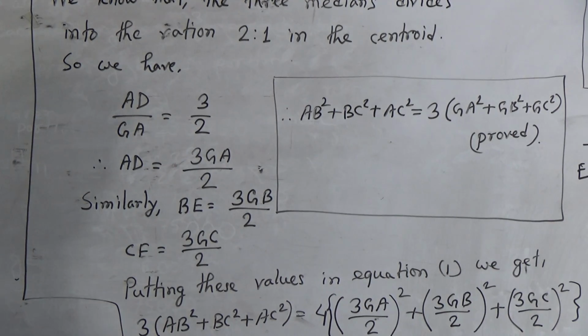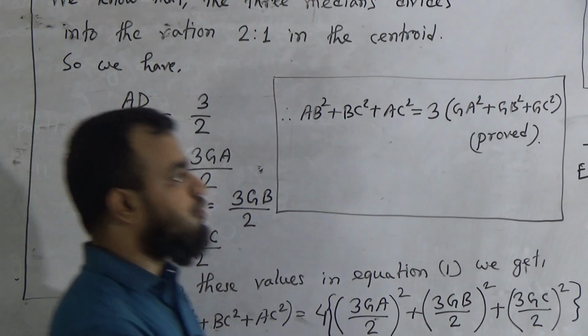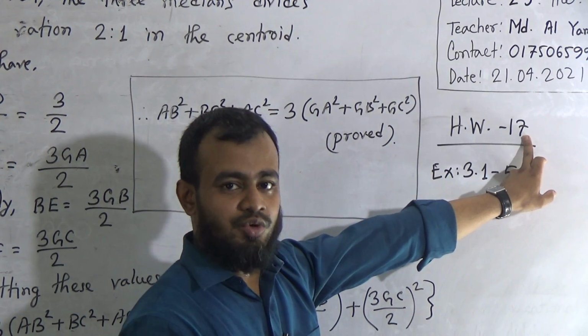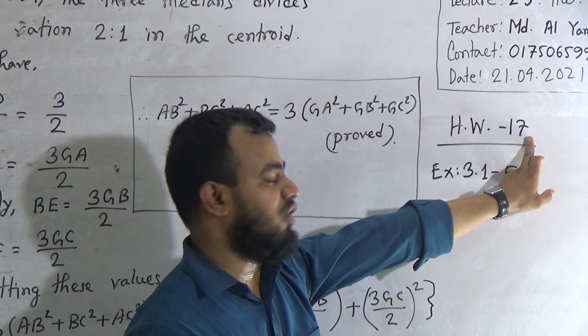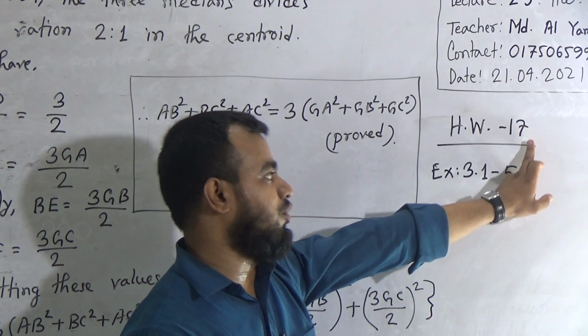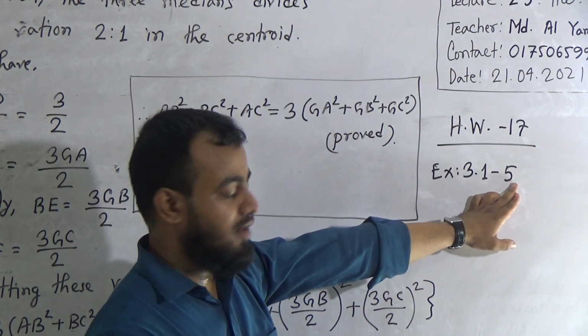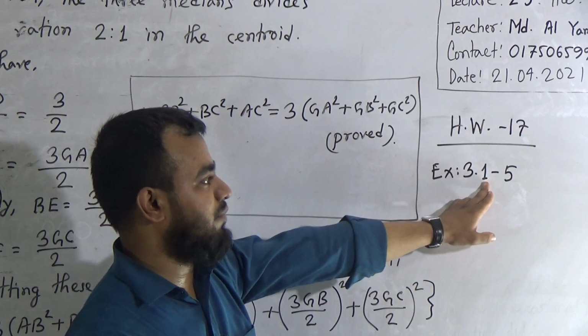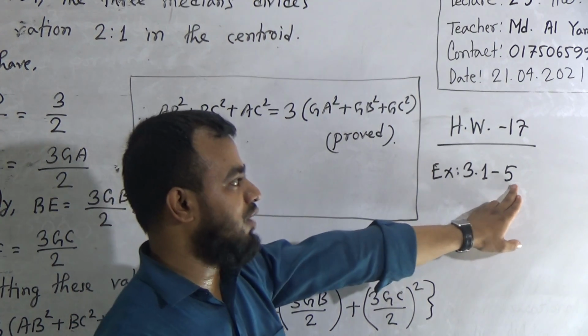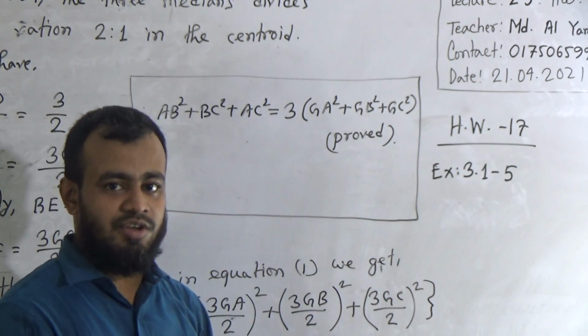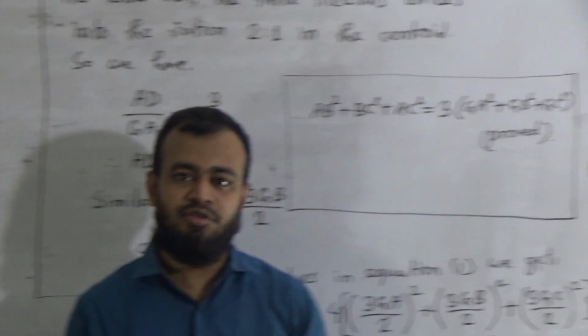Now you have a homework also, and your homework number is 17. I already declared it, and to do that homework, you should write down the HW number in your HW copy in the left top corner. My dear students, you have homework question number 5 in exercise number 3.1. That means in exercise 3.1 you should solve only question number 5, because 5 is similar to the solution of 7. I hope you have understood my today's lecture.